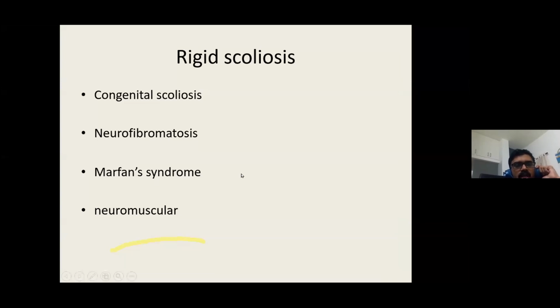So whenever you get an atypical curve in what seems to be adolescent idiopathic scoliosis, for example a left-sided curve, a curve that is much less flexible, or a curve with an atypical pattern, we always have to think of an underlying cause which can make it rigid.